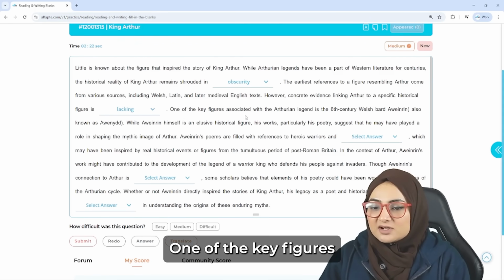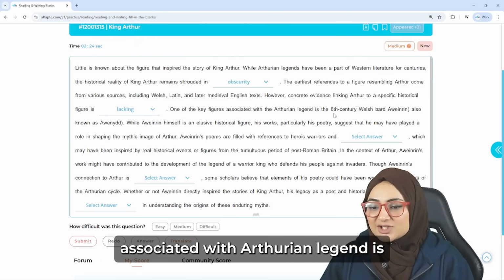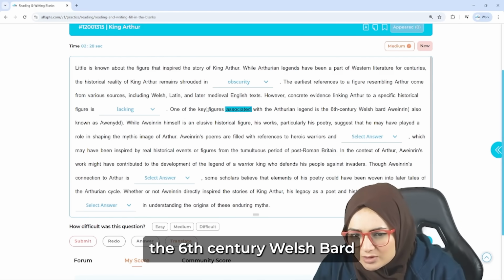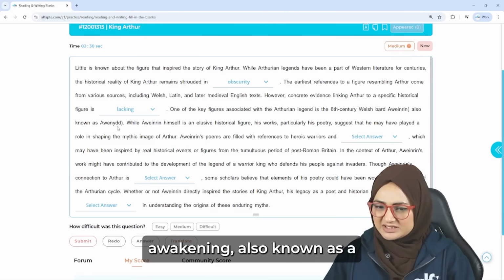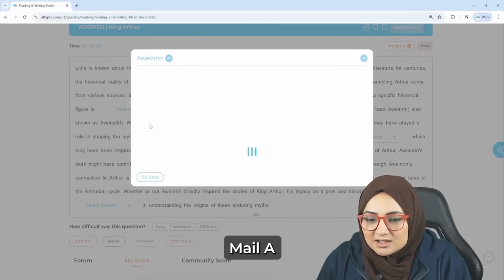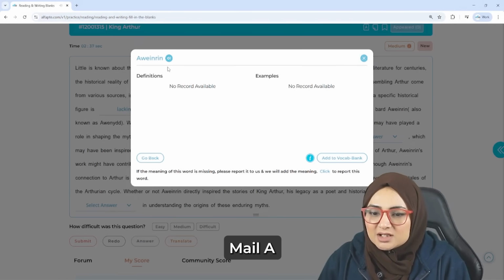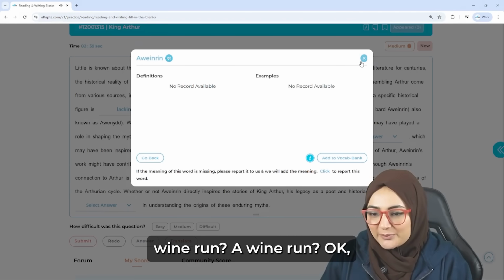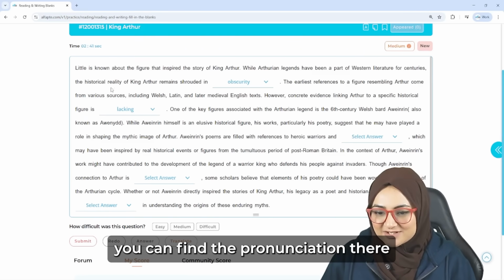One of the key figures associated with Arthurian legend is the 6th century Welsh bard Owain, also known as Owain. Okay, sorry. Owain, okay, you can find the pronunciation there.